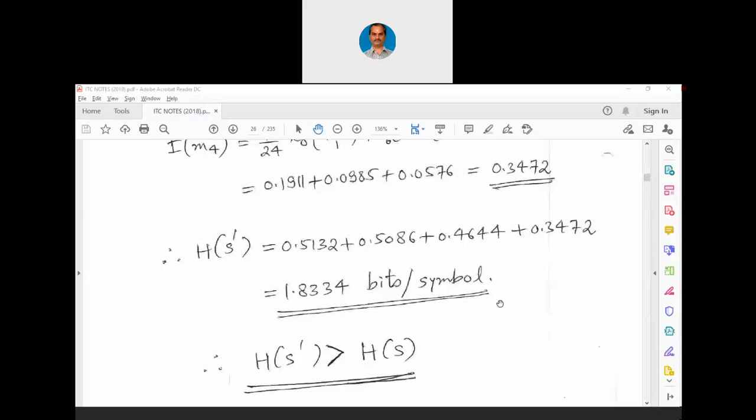From the next class onwards, we will go into a little more detailed topic called Markov source.